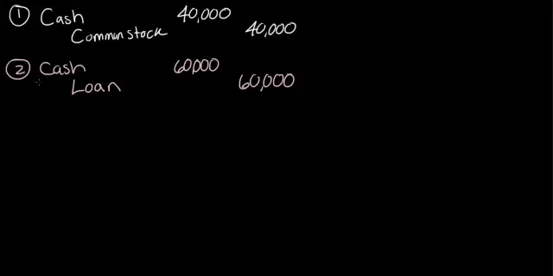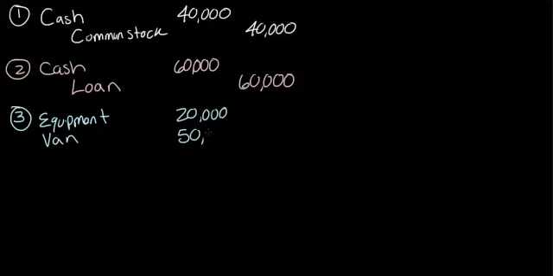Journal entry number 3, BTab purchased some van and equipment. The cost was $50,000 for the van and $20,000 for the equipment, and it was paid in cash. So journal entry number 3, we're going to record the equipment and the van separately because they have different depreciable lives. And the equipment we're going to debit for $20,000, the van for $50,000, and it was all paid in cash of $70,000.